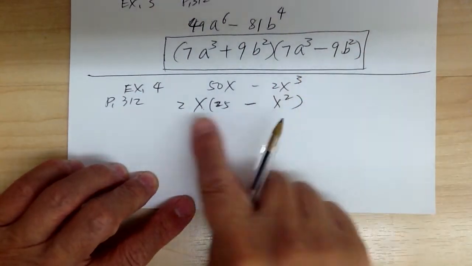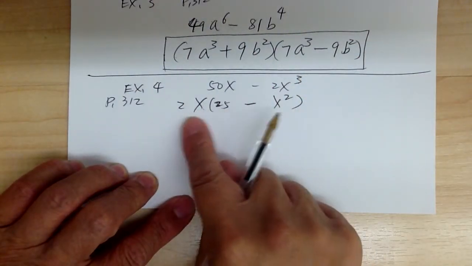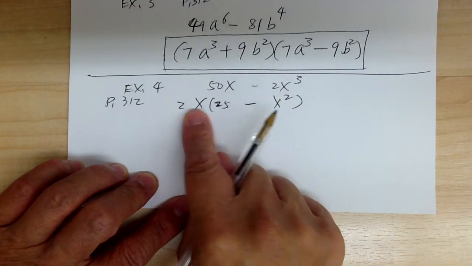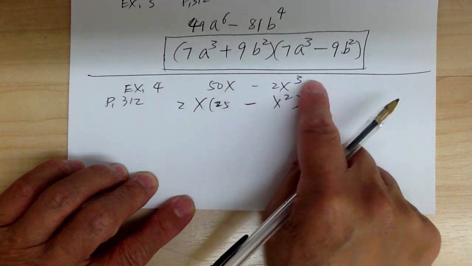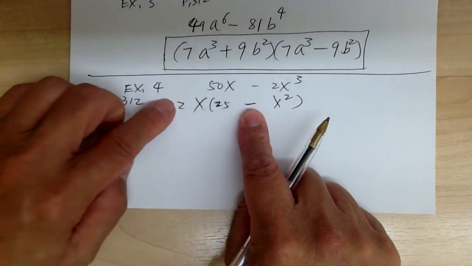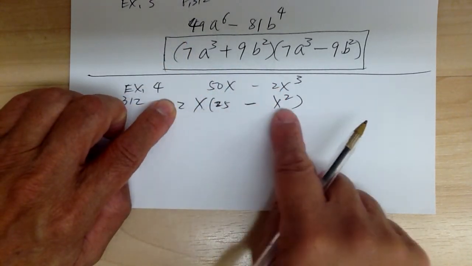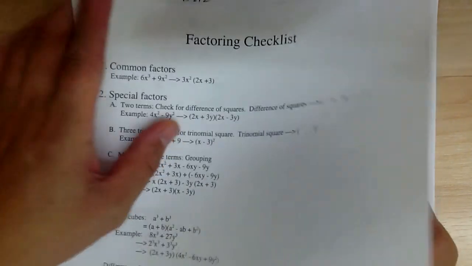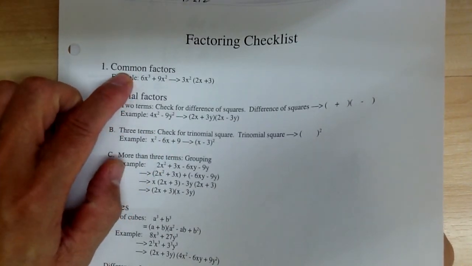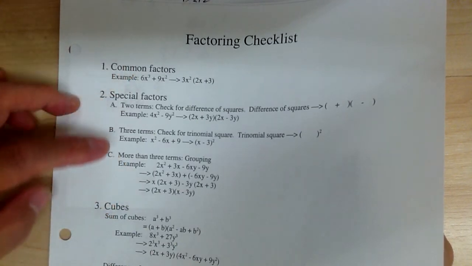Again, always good idea to check. 2x times 25 give you 50x. 2x times negative x squared give you negative 2x cubed, right? Because this is a negative 2, right? 2 times 1 is 2. x and x squared give you x cubed. Okay. So what you did is you did step 1. That's your common factor. So once you do step 1, you go to step 2.